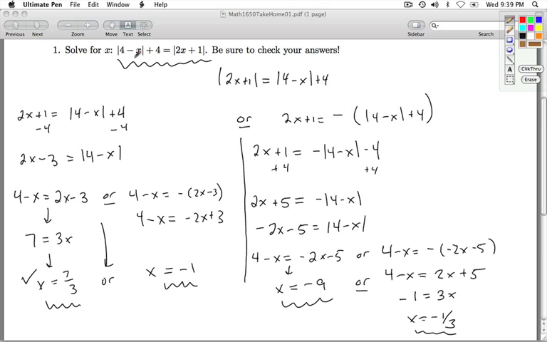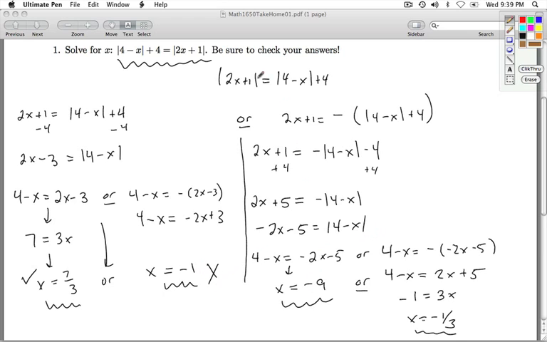Let's try the -1. 4 minus the -1 is a positive 5. The absolute value of 5 is 5. 5 plus 4 is 9. 2 times -1 is -2. -2 plus 1 is -1. The absolute value of negative 1 is 1. These sides don't agree, so that's not an answer. That's one of those extraneous answers.